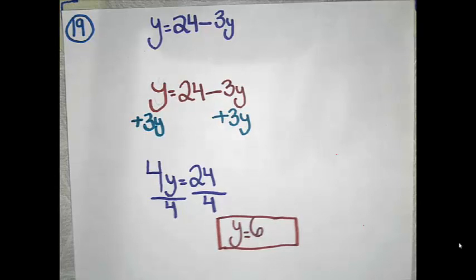Okay, this is problem 19. Y equals 24 minus 3y. You add 3y on both sides, then get 4y equals 24. Then you divide 4 on both sides, and you get y equals 6.